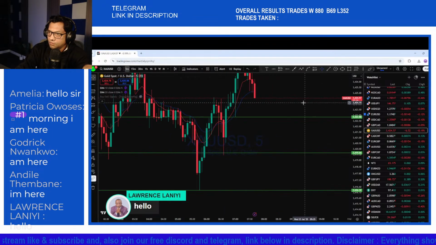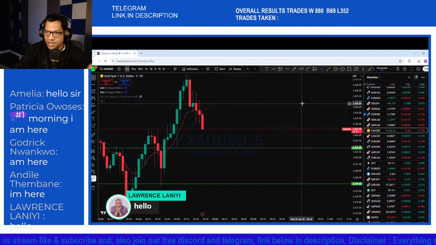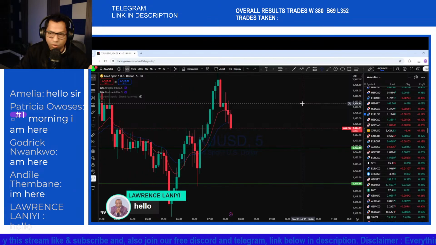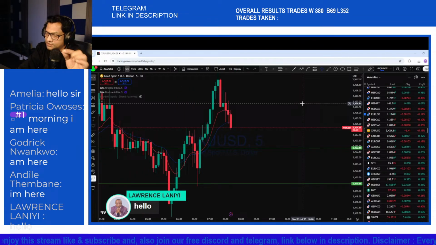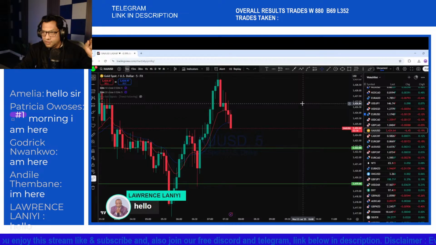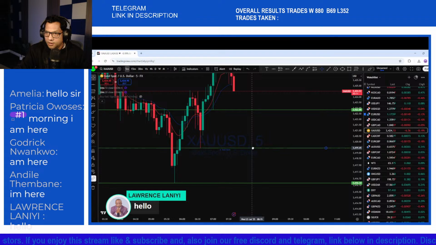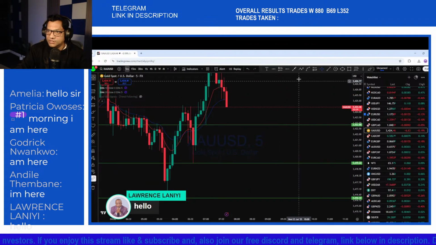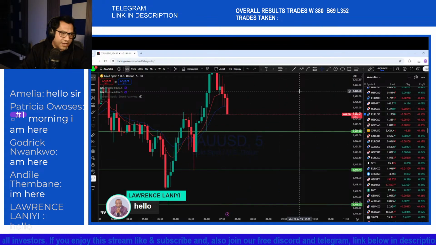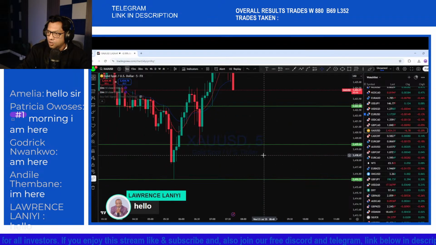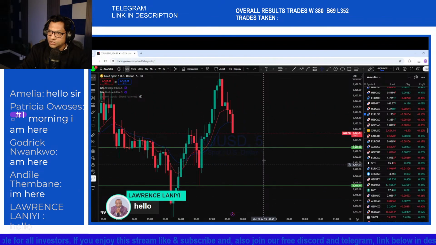Now to enter from the session low, we need to see the market has broken that 3419. This is the session's low, 3419 level, and looking at 3416, which is the daily low.